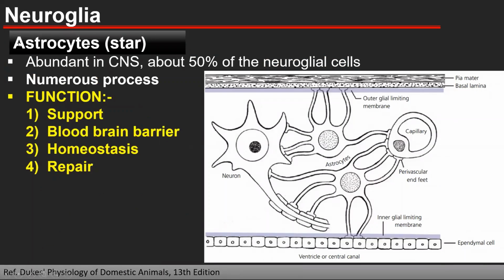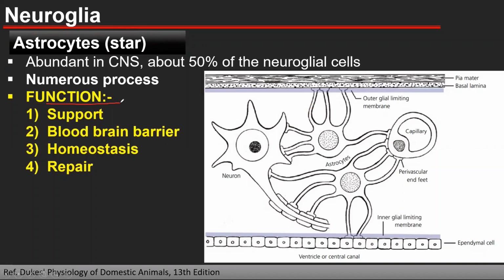So when we talk about astrocytes, they are like stars. Their appearance is like stars, so from there the terminology has come, astrocyte. It is abundant in the CNS. About 50% of the neuroglia are astrocytes, and it has numerous processes.